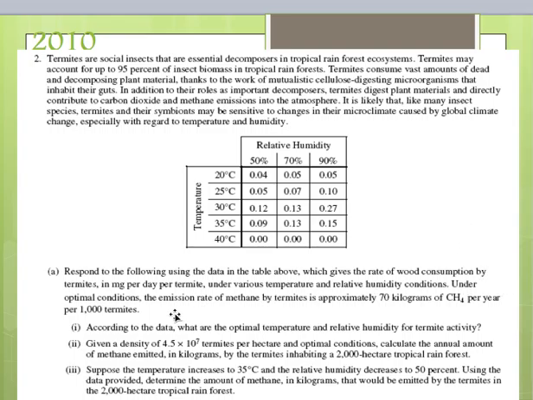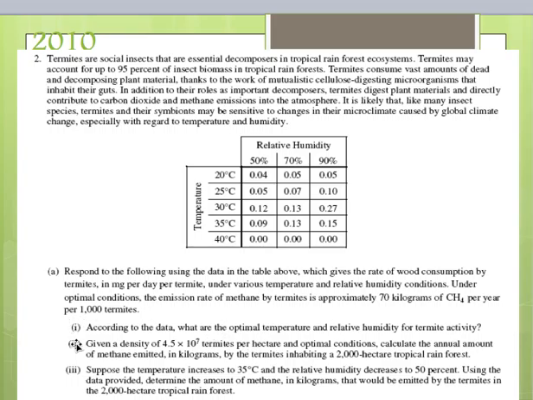Under optimal conditions, the emission rate of methane by termites is approximately 70 kilograms of methane per year per 1,000 termites. Okay, and I don't have a pen so that I can write on the screen with this computer, but if I were sitting down taking the exam, I would be writing these numbers off to the side so that I could think about what I might need later to do some of these problems.